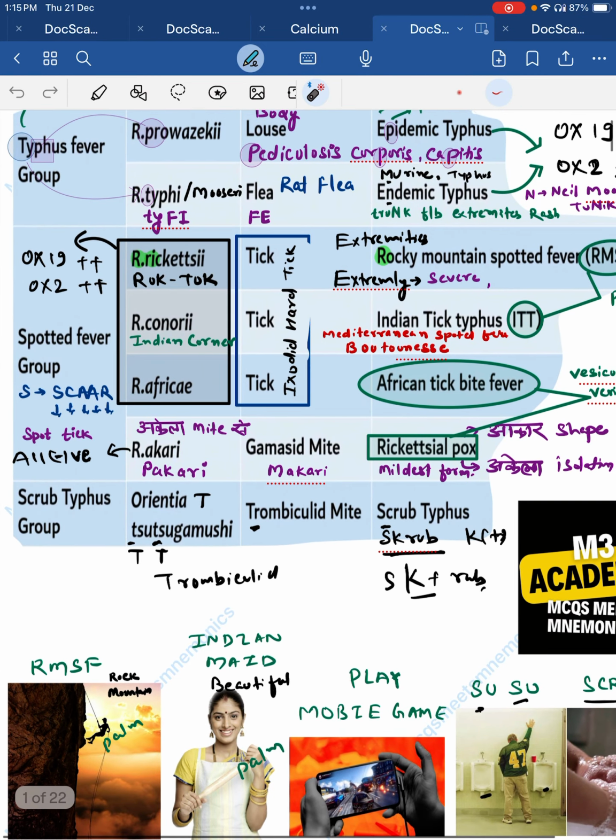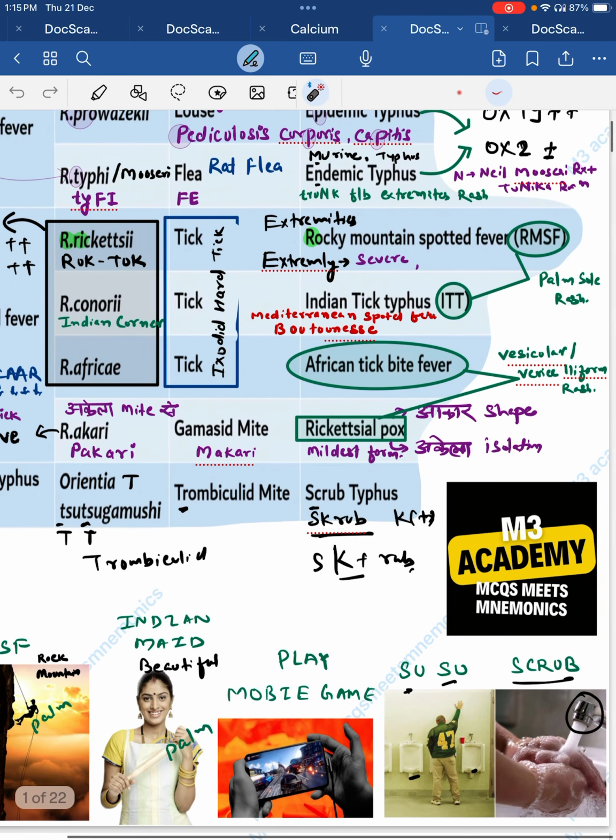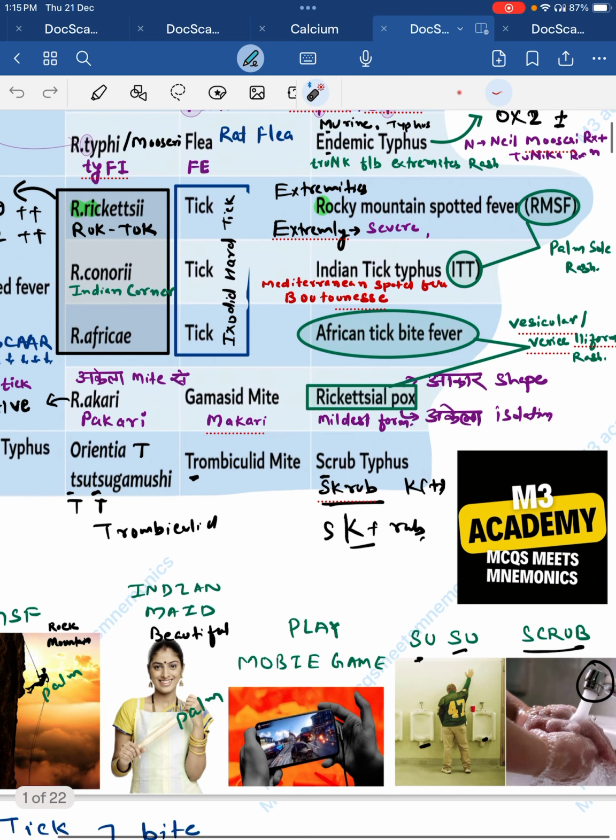Now the next thing is Rickettsia conorii. Conorii, you can remember like Indian corner. India is in the corner. So Indian tick typhus is caused by Rickettsia conorii. As the name suggests, tick is the vector here. There are three names for Rickettsia conorii disease: Indian tick typhus, which is BMI, Boutonneuse disease or Mediterranean spotted fever, and I for Indian tick typhus.